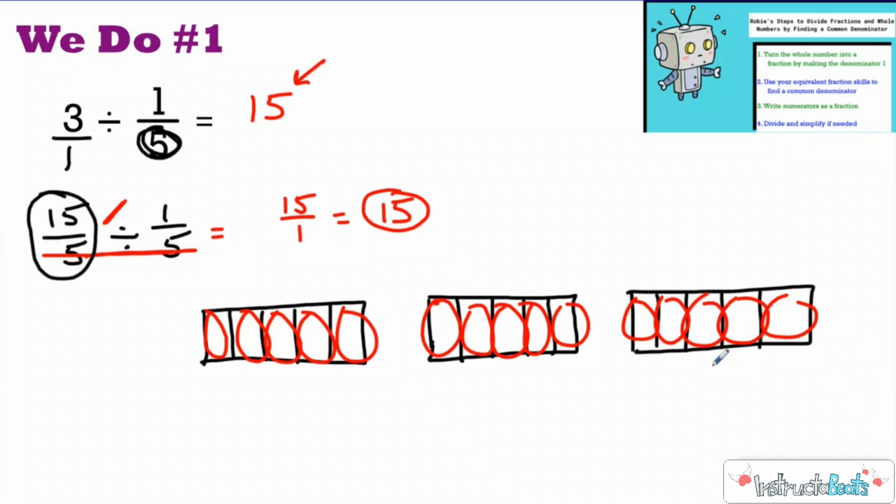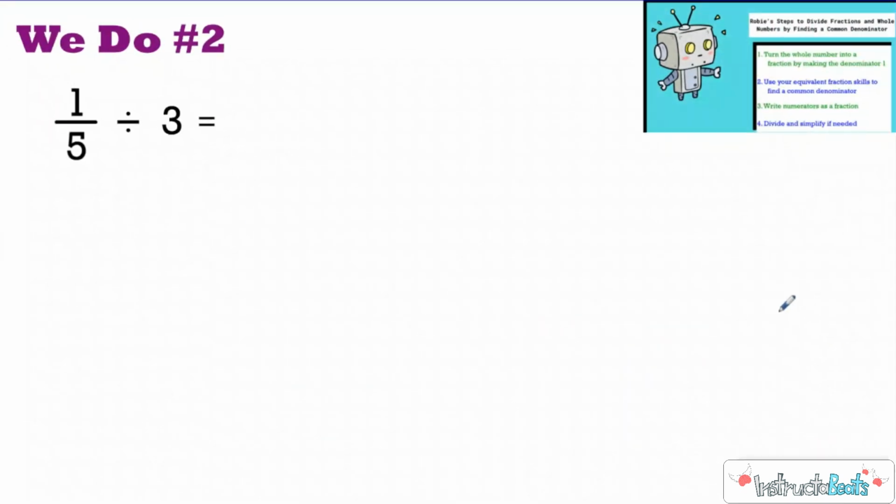Let's take a look at another we do problem. And again, I want this one down in your notes next to it, because if you notice, all we did was we switched the divisor and the dividend, right? Our dividend is now 1/5, our divisor is now 3. But I'm going to use these same exact steps. First, I'm going to turn the whole number into a fraction by making the denominator 1. And then we're going to find a common denominator, which we just did. We know 3 over 1 is going to turn into 15 fifths. So let me do 1/5 divided by 15 fifths.